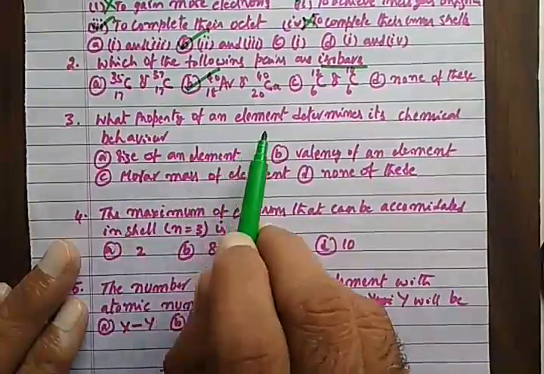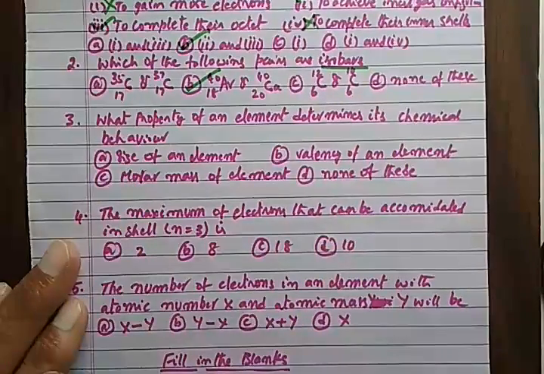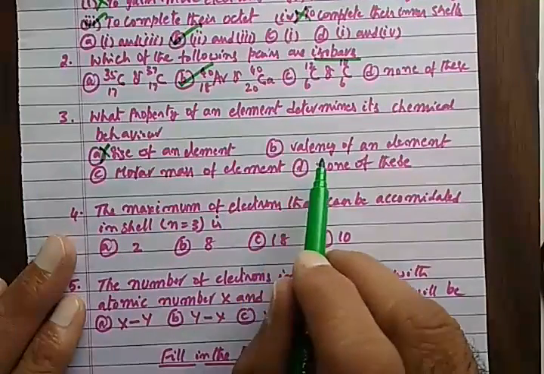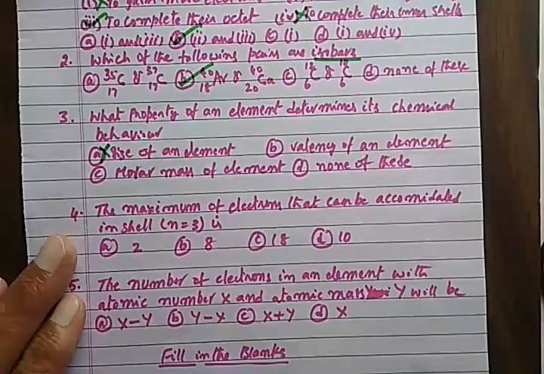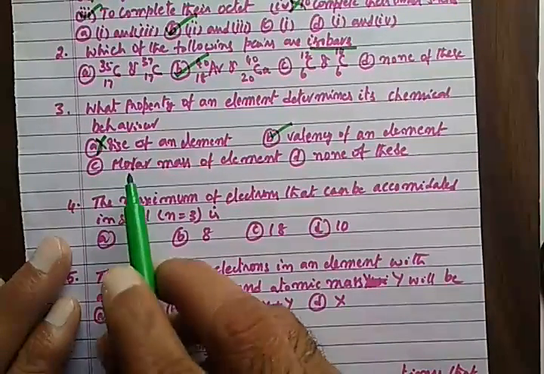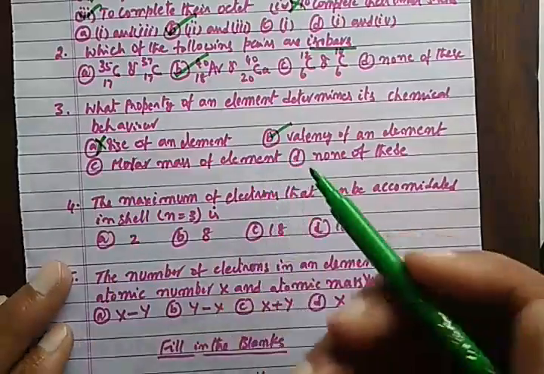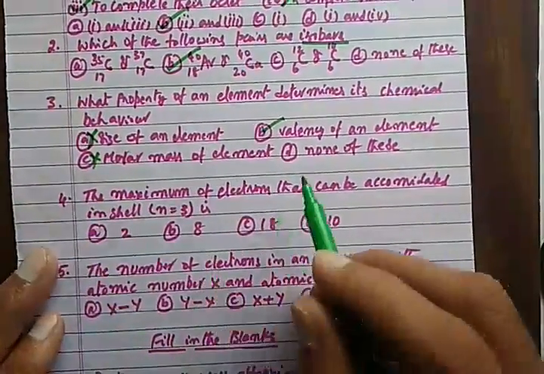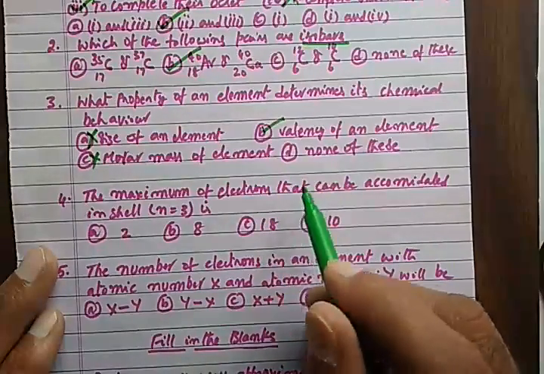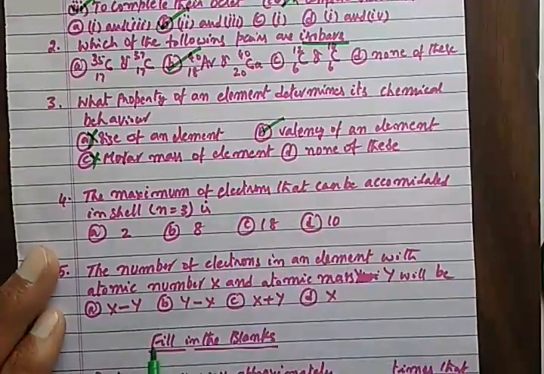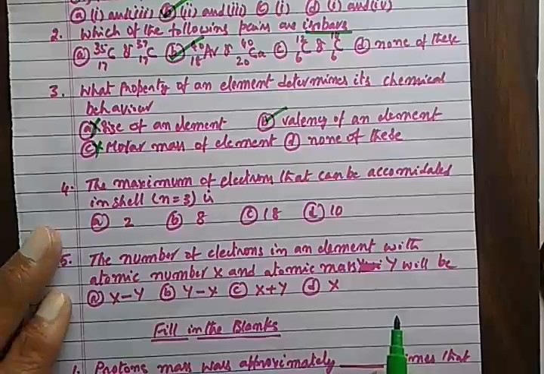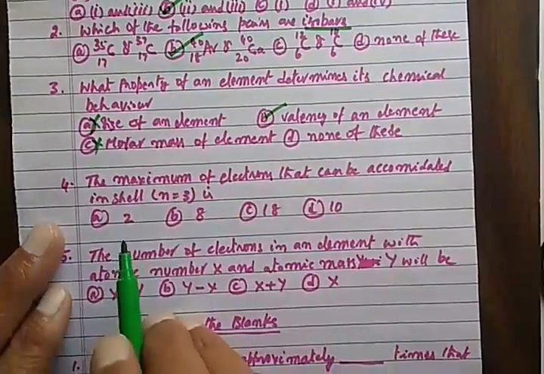What property of an element determines its chemical behavior? Size of an element? No, straight away we can cut it. Valency of an element. In the valency chapter we studied that valency is important for chemical behavior. Molar mass of an element. You studied molar mass in the earlier chapters. Molar mass is not important. None of the above is not correct. So the correct one is B. Valence of an element is the deciding factor for the chemical behavior.